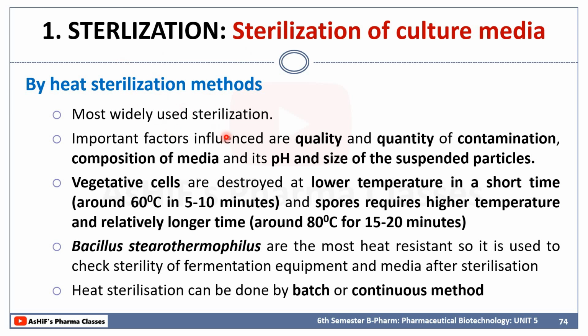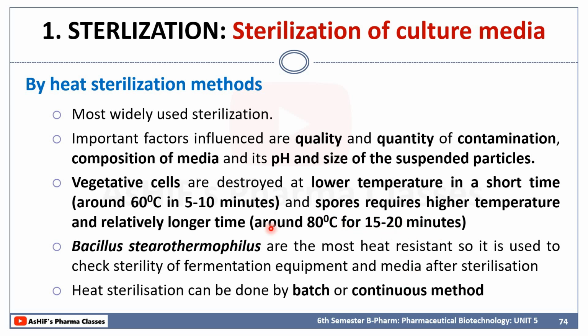This is the most widely used method, and important factors which affect the sterilization are the quality and quantity of the contamination, composition of the media, pH, and size of the suspended particles. Usually by giving a temperature of 60 degrees Celsius for 5 to 10 minutes, we can kill vegetative cells. But if there are spores in the fermenter, we may have to heat to 80 degrees Celsius and above for 50 to 20 minutes.